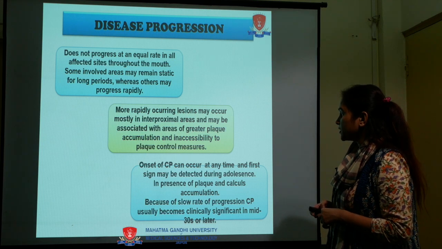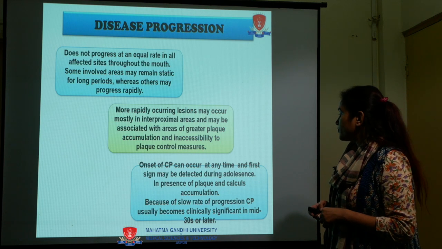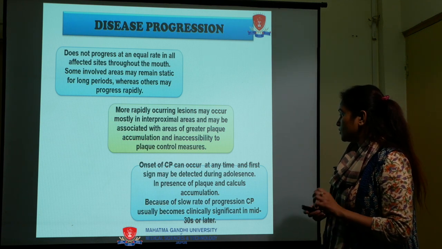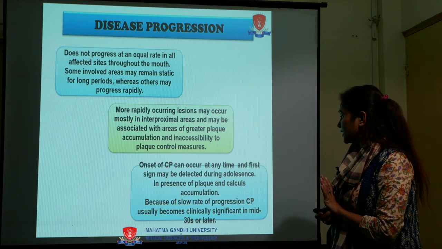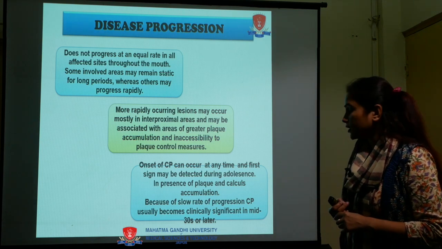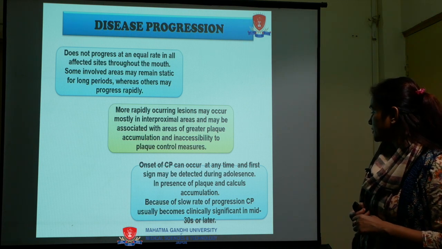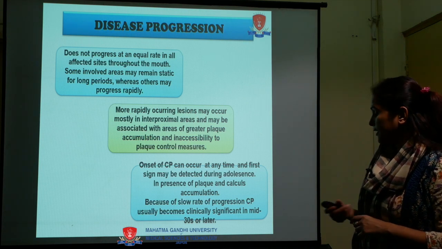Onset of chronic periodontitis can occur at any time, and the first sign may be detected during adolescence in the presence of plaque and calculus accumulation. Because of the slow rate of progression, chronic periodontitis usually becomes clinically significant in the mid-30s or later.